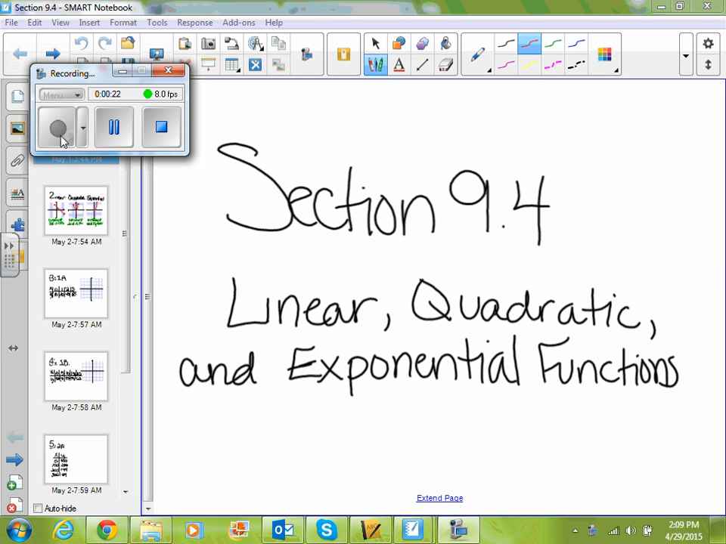Okay, what does it mean then to be a quadratic function? What do those look like? What do they look like? Oh, the curve. The curve, right? So it looks like kind of like a U or like an upside down U? Yeah. Okay. And what do exponential functions look like?